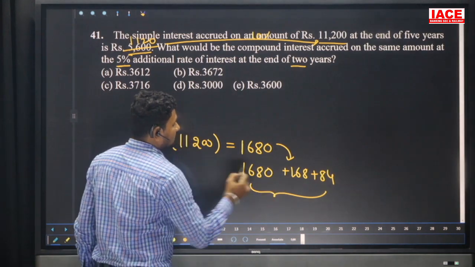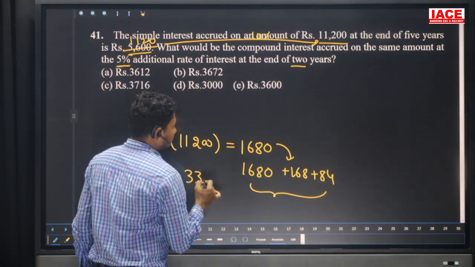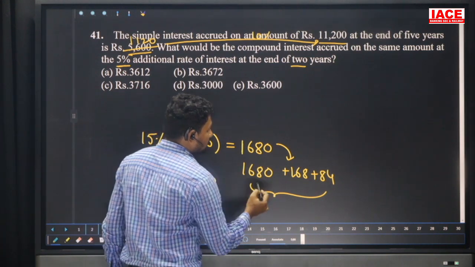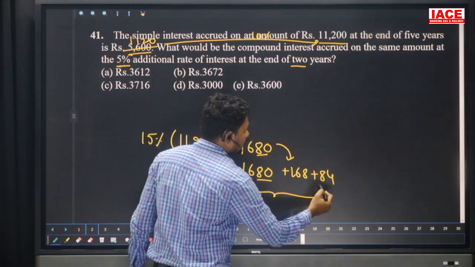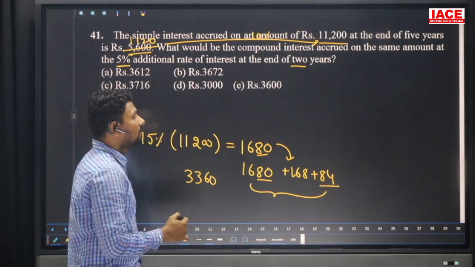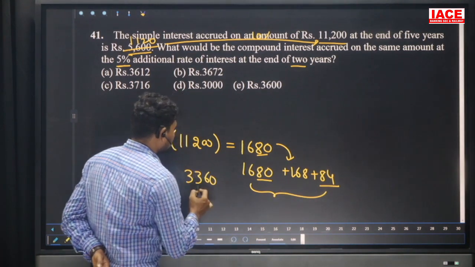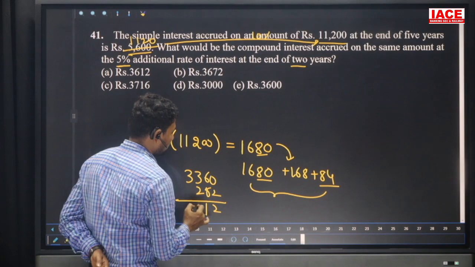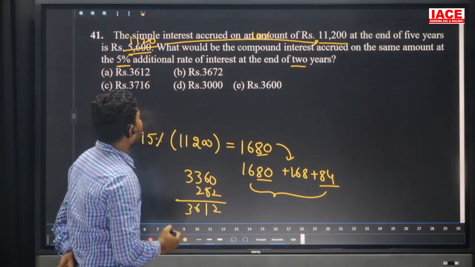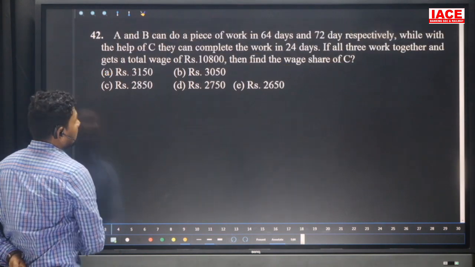3,200 plus 1,600 is equal to 3,360, and the extra we should add here. 80 plus 80 is 160. 160 plus 80 is 240. 240 plus 12 is 252. Then finally, 3,612. Our option is A. And move on to the next question.